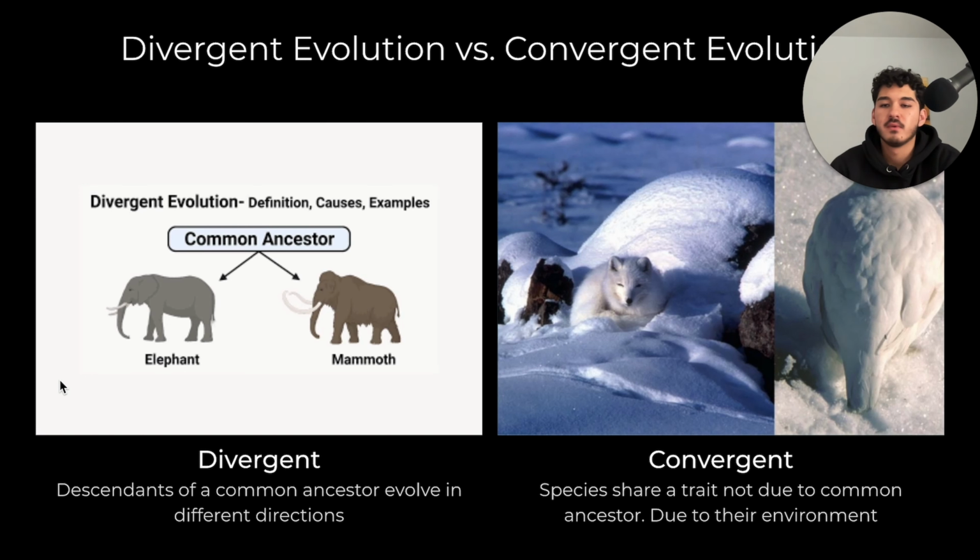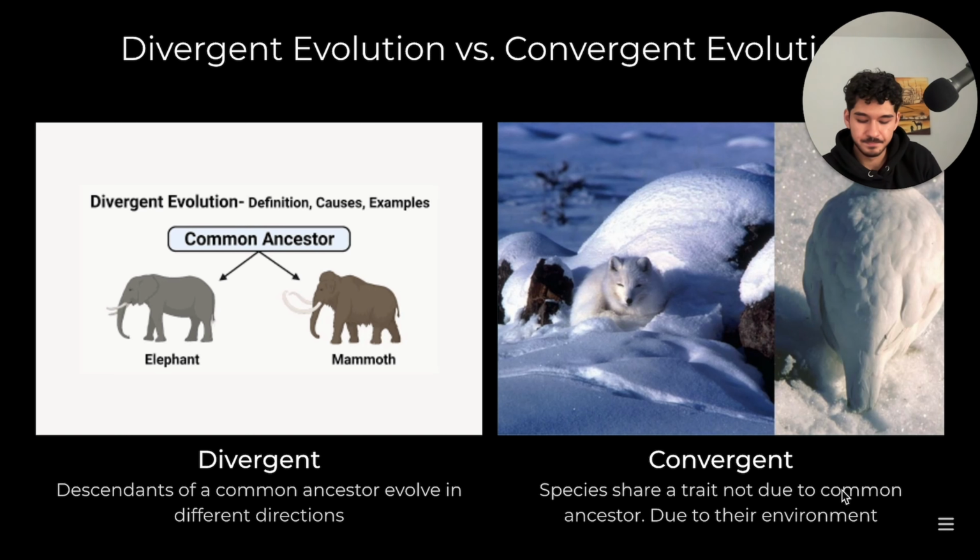So an elephant evolves with thick, tough skin, and it's made for the heat. And then the mammoth evolves later on with warmer skin, with wool, adapted for the cold, right? Okay, now we have convergent evolution. And this is even simpler. So we have that species share a trait, not due to common ancestor, but due to their environment.